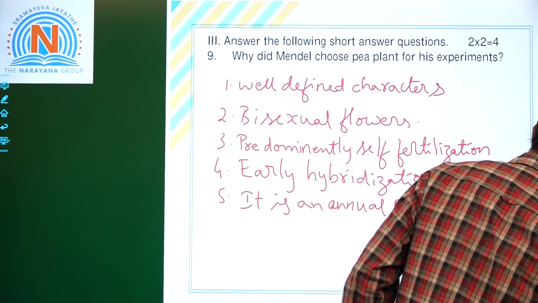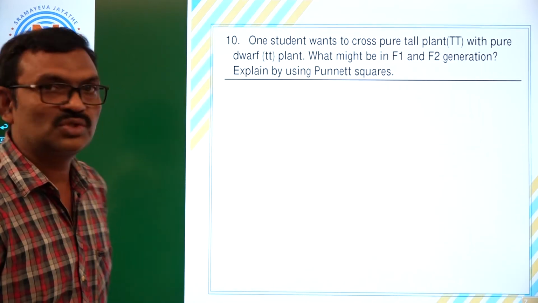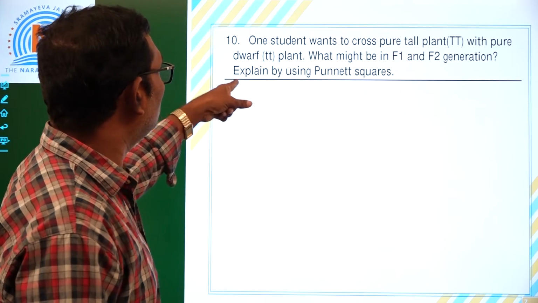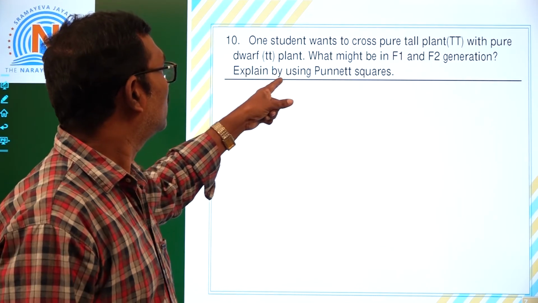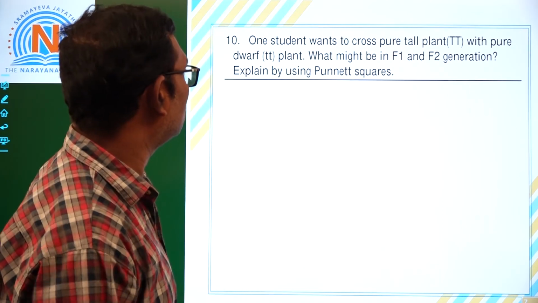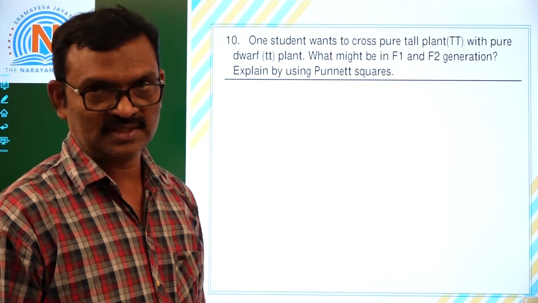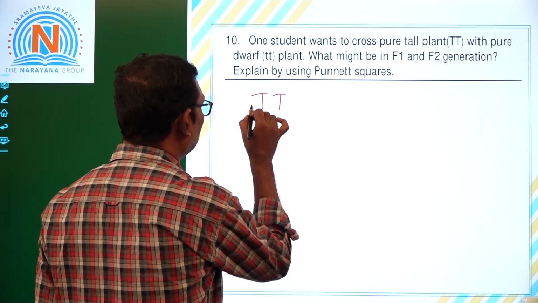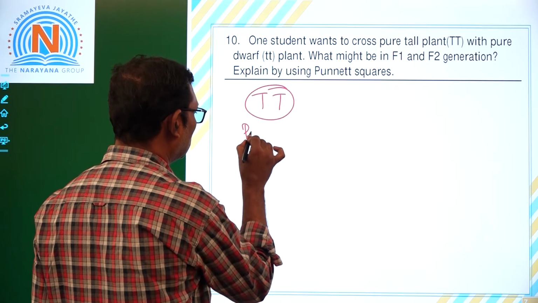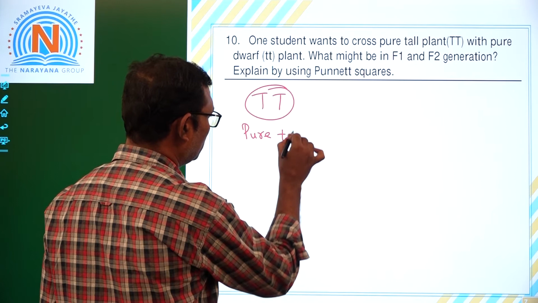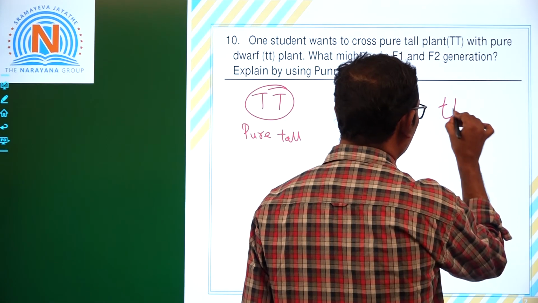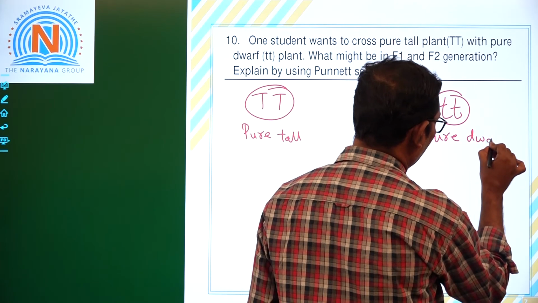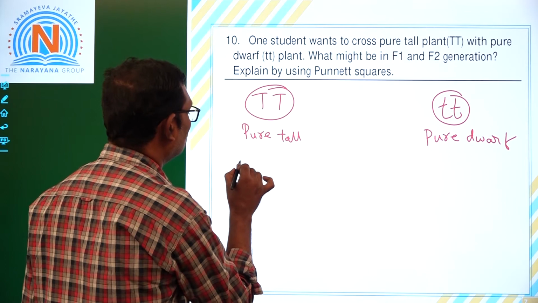Let us see the last question. One student wants to cross a pure tall plant, capital T, with a pure dwarf plant, small t. What might be in F1 and F2 generations? Explain by using Punnett squares. Now, crossing capital T, pure tall, he wanted to cross with pure dwarf, small t. Pure dwarf.